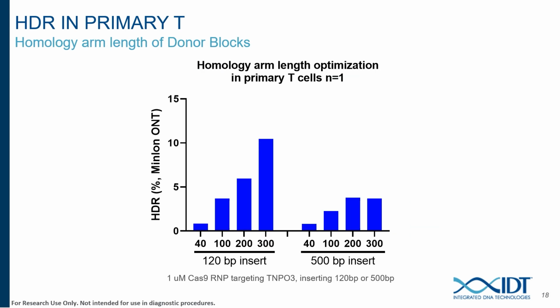And once we established the optimal format of the HDR donor, we looked at other design factors to improve the rate of HDR, like the homology arm length in conjunction with the size of the insert. And so the graph here shows that generally longer homology arms is better, but there is a balance between HDR and the total amount of DNA in the reaction. And so with the 500 base pair insert, there was a point of diminished returns with homology arm length. And now we generally recommend 200 base pair homology arms as a good starting point for any size insert with a large knock-in with the donor blocks.